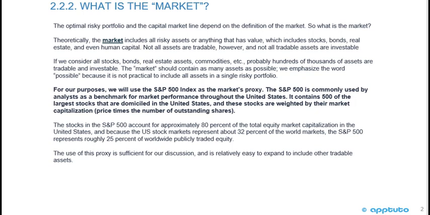The stocks in the S&P 500 account for approximately 80% of the total equity market capitalization in the United States, and because the U.S. stock markets represent about 32% of the world markets, the S&P 500 represents roughly 25% of worldwide publicly traded equity. The use of this proxy is sufficient for our discussion and is relatively easy to expand to include other tradable assets.